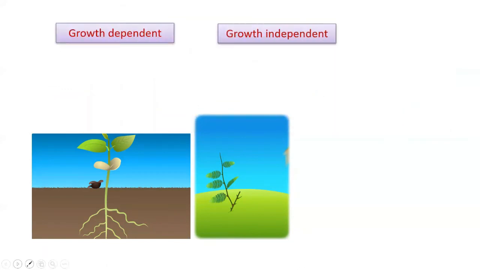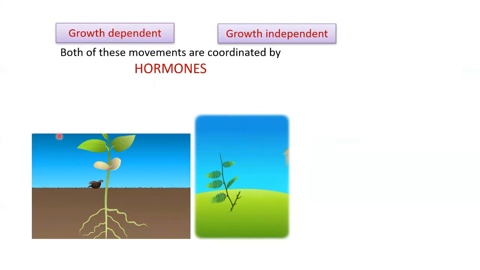Okay, so growth dependent movement and growth independent movement, both of these movements are coordinated by hormones, and these plant hormones are called phytohormones or plant growth regulators.